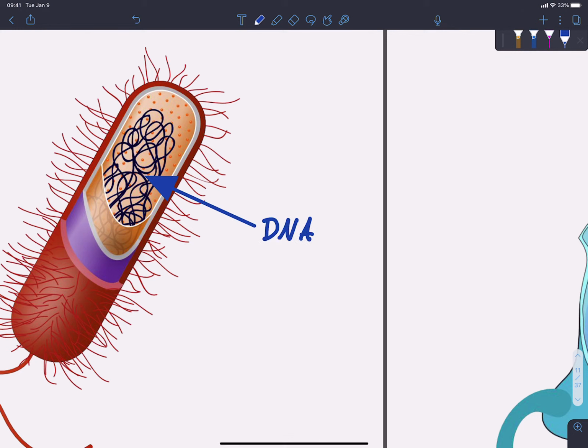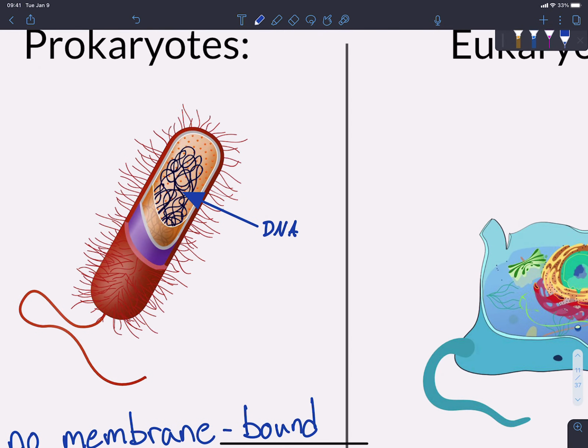I mean, it's not actually really loose. It's tightly bound around proteins and other complexes inside of that cell. And it's localized in a region of the internal solution inside the cell called the cytoplasm. But it's got its DNA. That DNA is not in a nucleus. We've got a couple of other things going on in a prokaryotic cell as well.